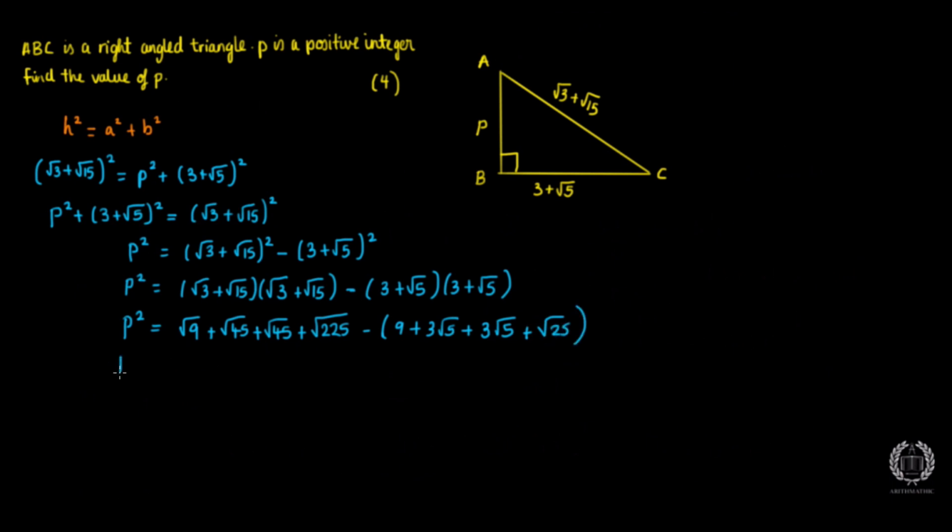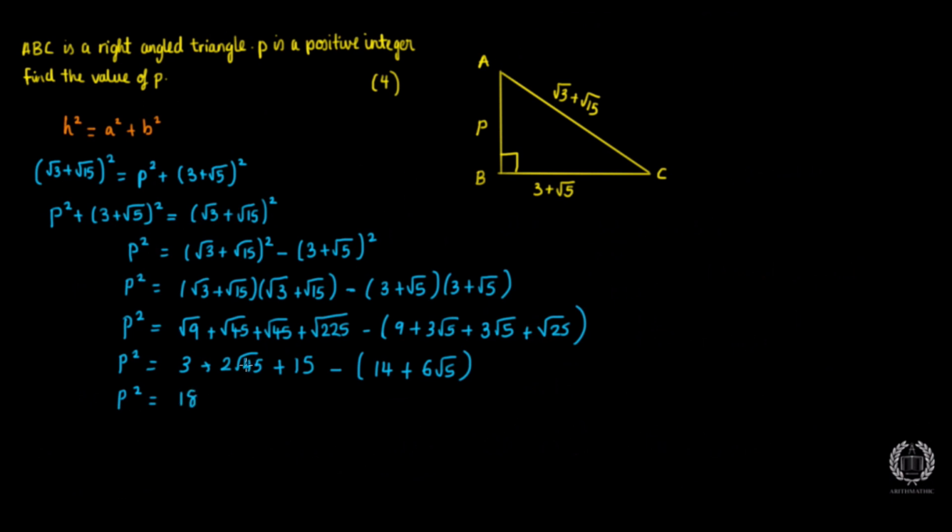Now I'm going to simplify this, so p squared is equal to, root 9 is 3, root 45 plus root 45 is 2 root 45, okay, and then root 225 is 15. Minus, keep that in the bracket. Now root 25 we know is 5, so 5 plus 9 gives me 14. 3 root 5 plus 3 root 5 is 6 root 5. And now p squared is equal to 3 plus 15 is 18.